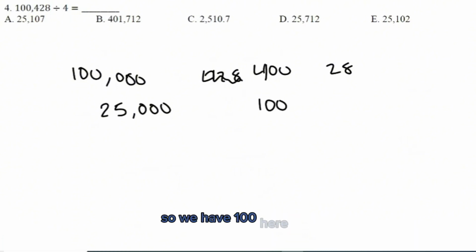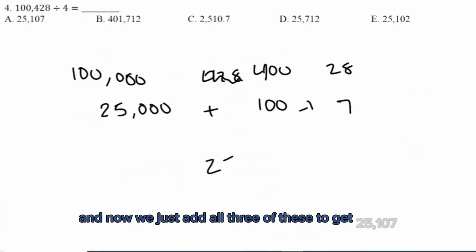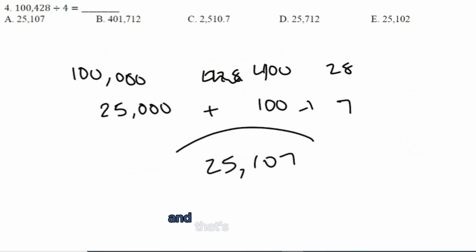So 4 times 100 equals 400. So we have 100 here. And 28. So 4 goes into 28 7 times because 4 times 7 is 28. So we have a 7 here. And now we just add all three of these to get 25,107. And that's your answer.